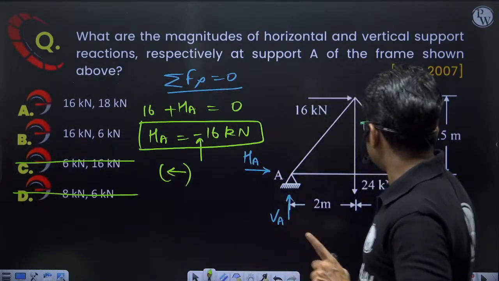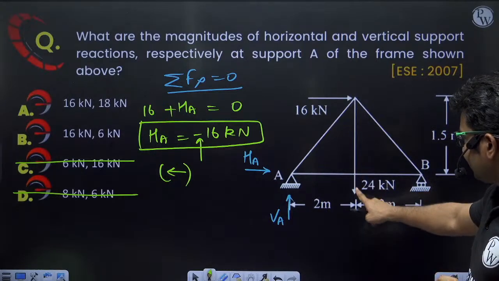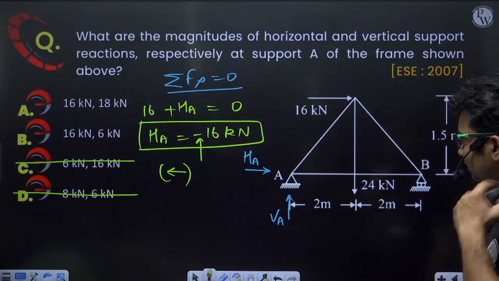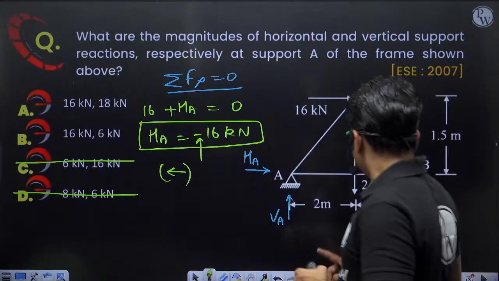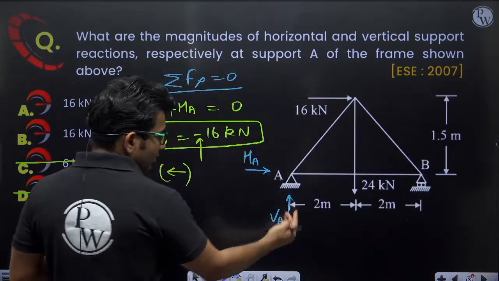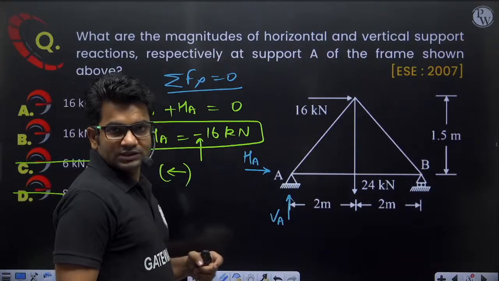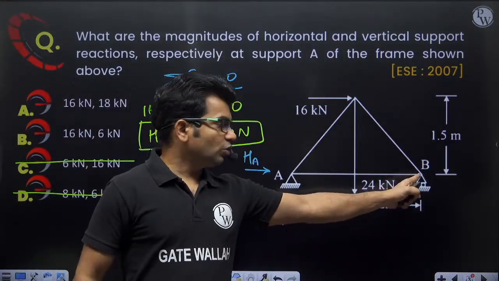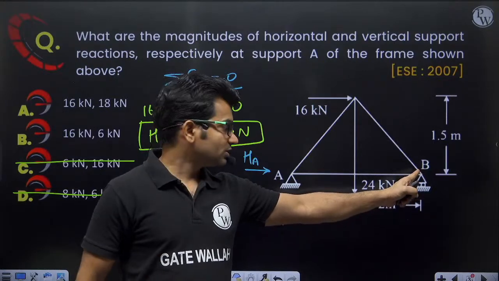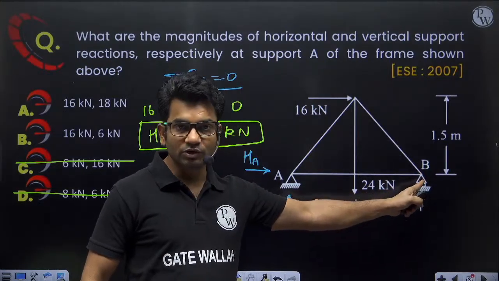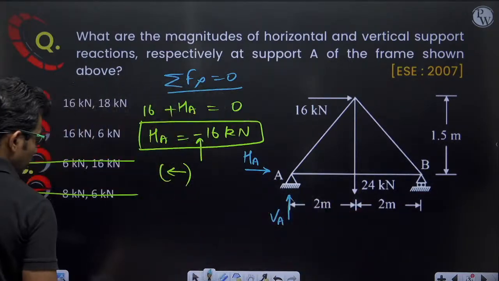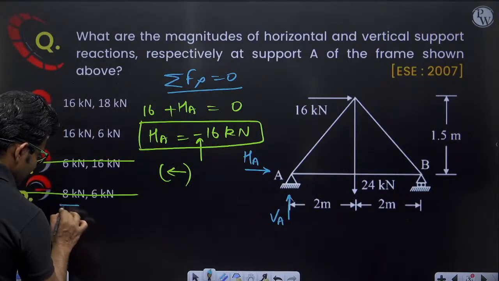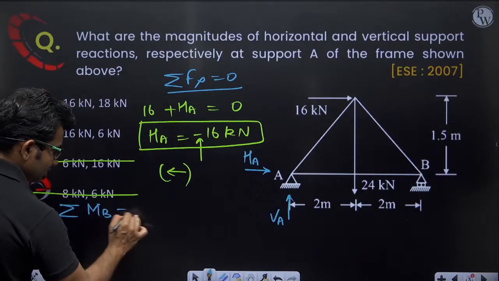Now let us see. Here we are having a force of 24 kilonewton. How can we calculate the vertical reaction at A? Simply, we can take summation of all the moments about point B equal to 0. From that we can get the value of VA. So summation of moment about B is equal to 0.